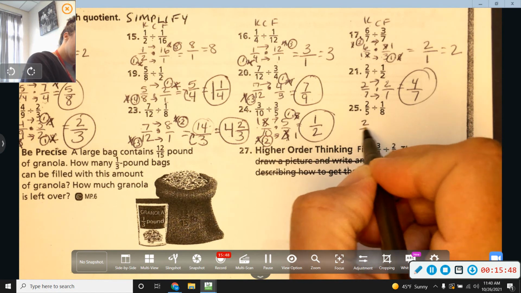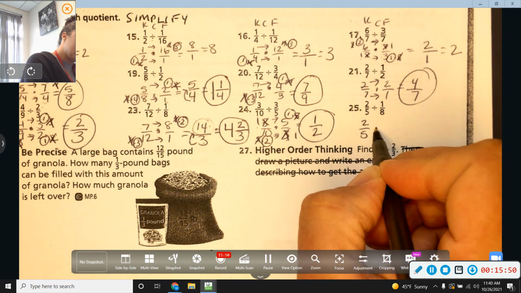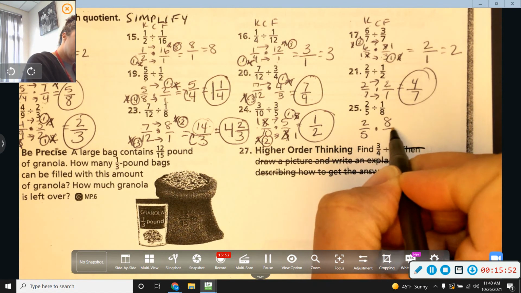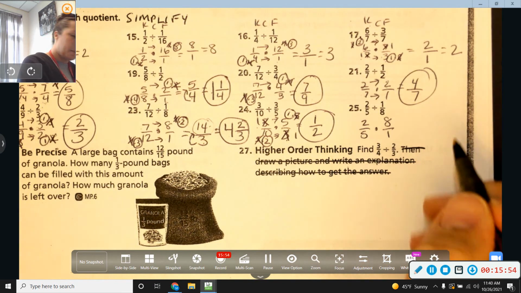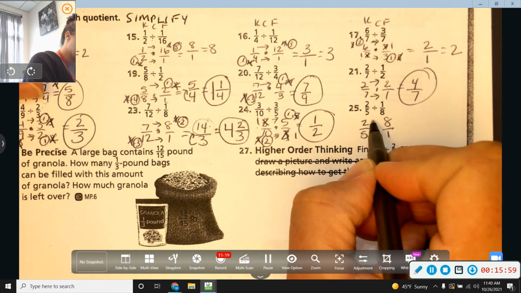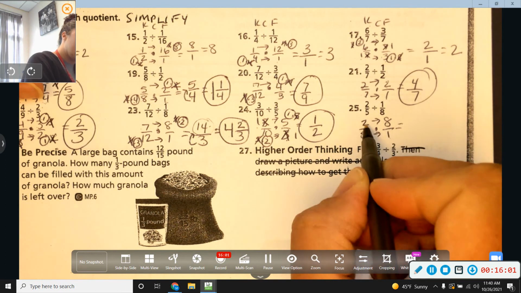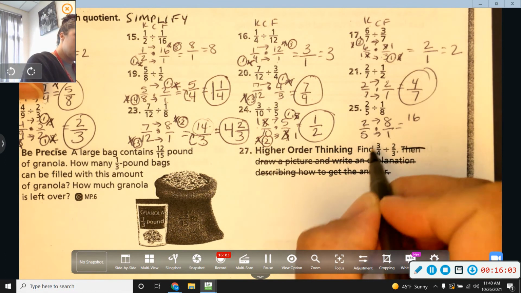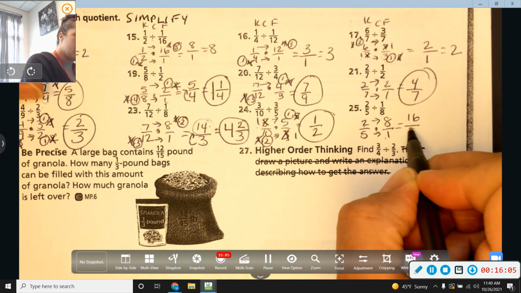2/5, I keep, divide to times, flip, 8/1. Okay? I cannot reduce here, and I cannot reduce here. So now I just multiply. 2 times 8 is 16. 5 times 1 is 5.